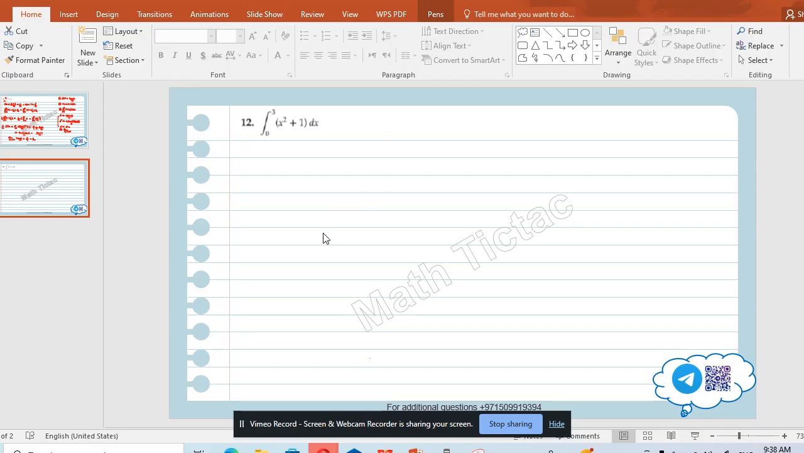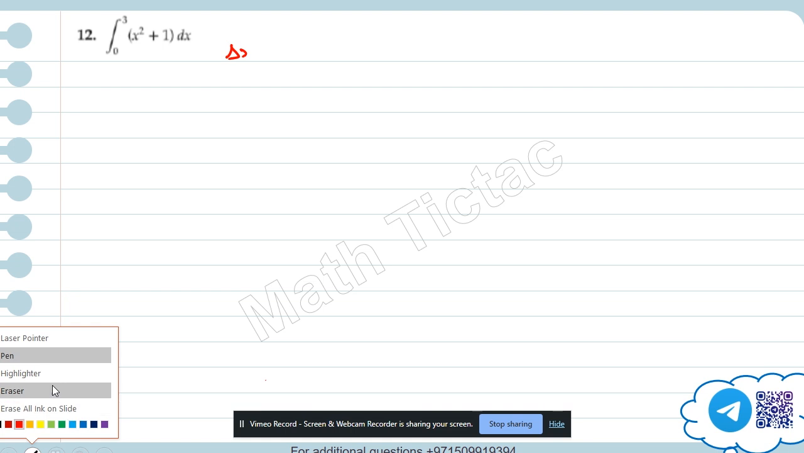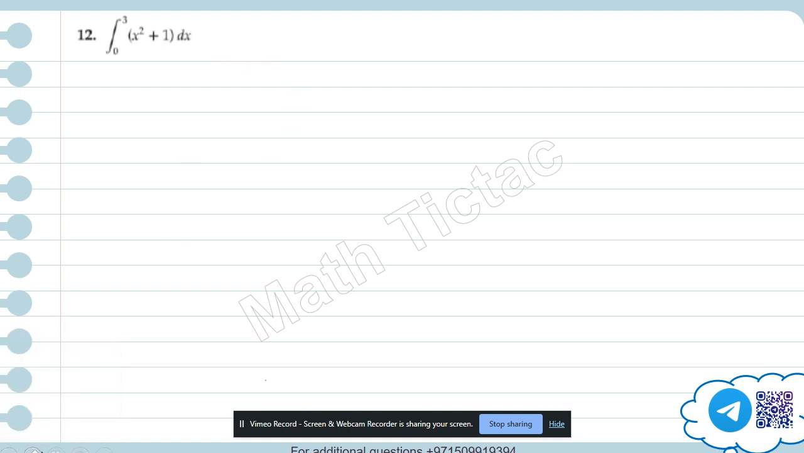Okay, so now let's move to the second part, which is we will solve question 12. So in here, directly I can say, applying the same steps. So delta x, this is equal to b minus a, which is 3 minus 0, which is 3 over n. So now let's find xi.